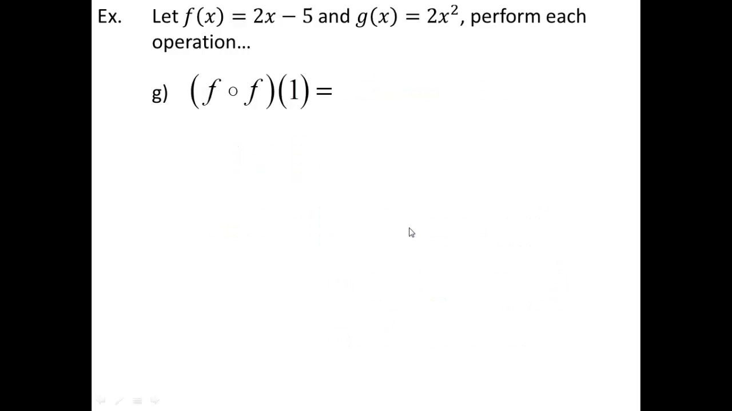And then let's look at this one. This time I'm going to take f and plug it into itself. But before I do that, I actually have an input value. I'm going to start with the 1. So this literally says f of f of 1. So I'm going to evaluate the inside first, f of 1. 2x minus 5 becomes 2 times 1 minus 5. So that's 2 minus 5 is -3. So the inside, f of 1, is -3. And then f of -3, I get -11.